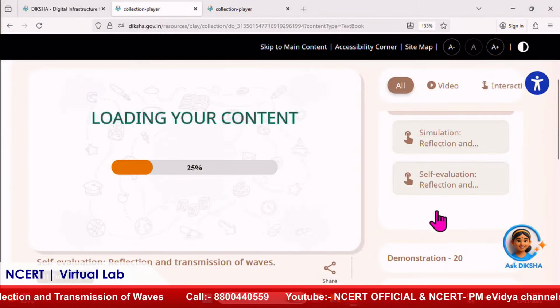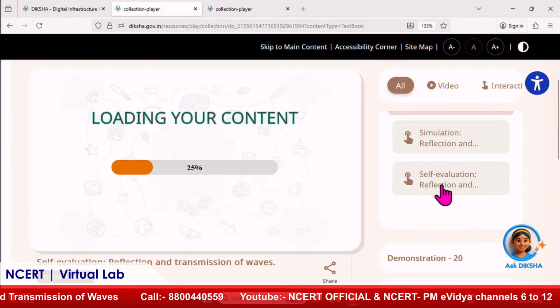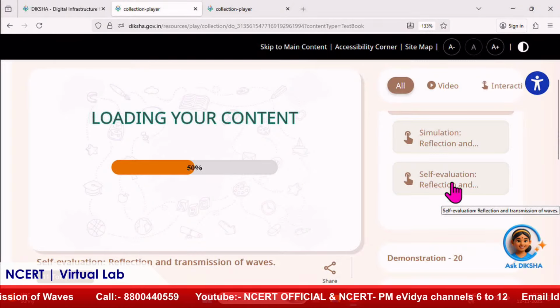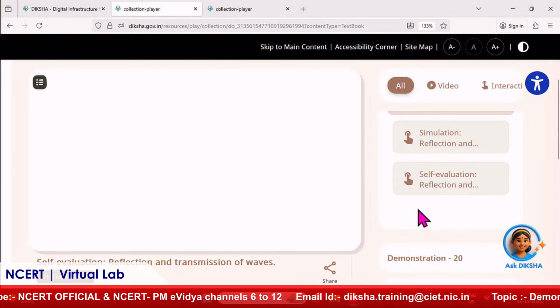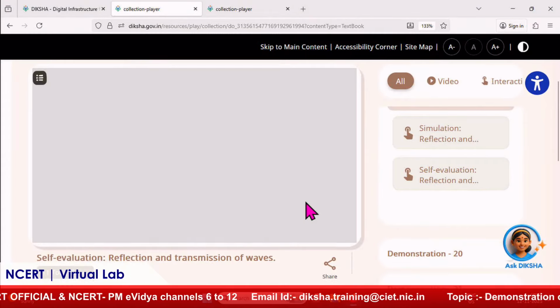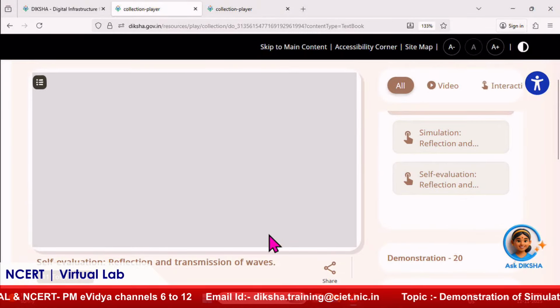Here this one tab is there, you can see over there this self evaluation. The student clicks on it and one by one, plenty of questions are available there. They can go through these questions and check their understanding of this demonstrative activity. So, self evaluation, it's here.